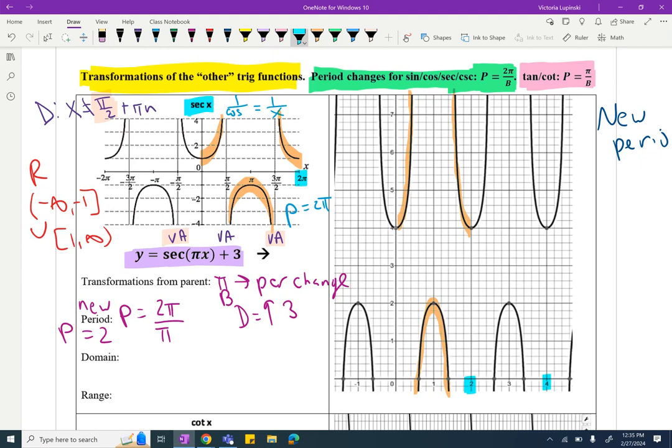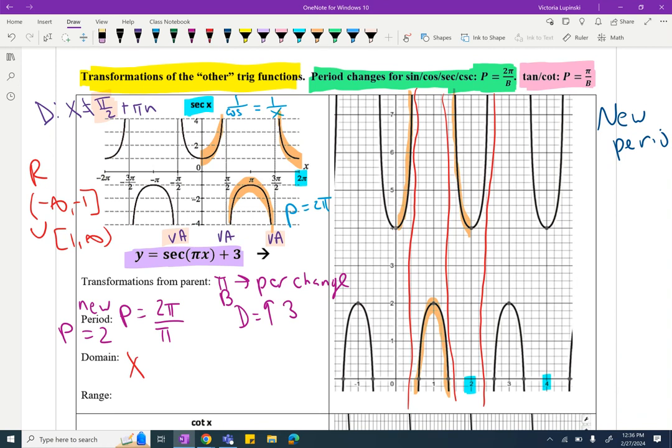In order to find the new domain, you have 2 different options. Option number 1 is to look at the graph and look where the vertical asymptotes are. It appears as though there's a vertical asymptote here at 1/2. It appears as though there's another vertical asymptote here at 3/2, 5/2, and so on and so forth. So if you're able to see them, you would say that the domain is x cannot equal.